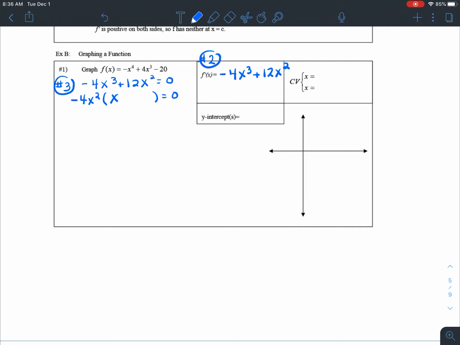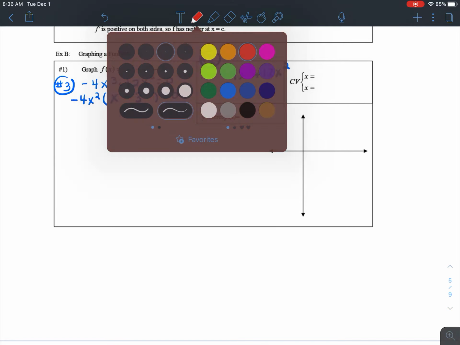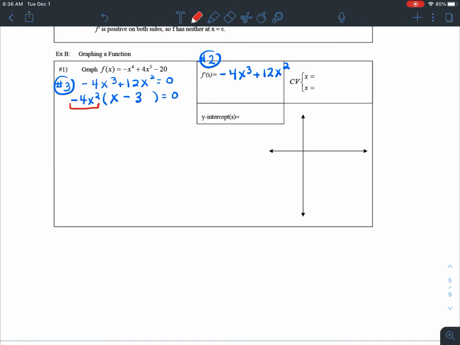Okay. If I factor out a negative 4x squared, I'm going to leave behind an x there. I'm going to leave behind a minus 3 there. Okay. Now, if you look closely, you'll see we have 2 factors, negative 4x squared and x minus 3.